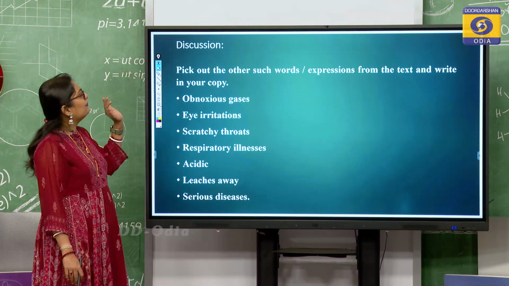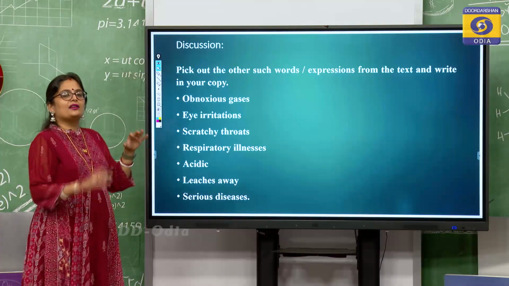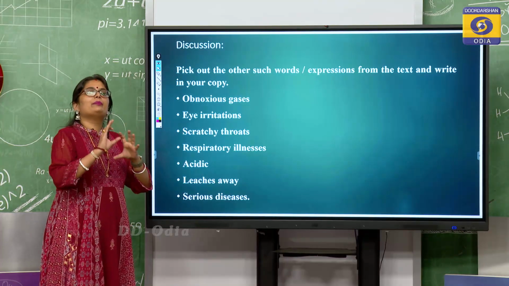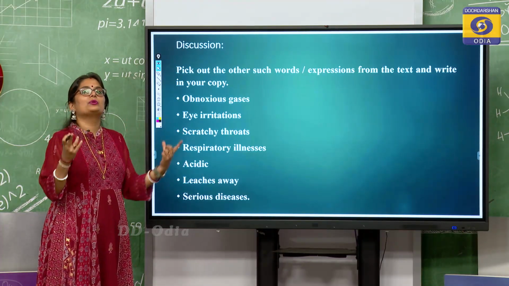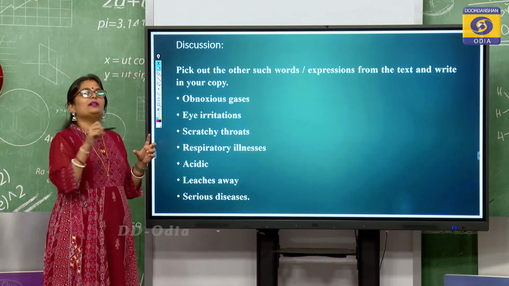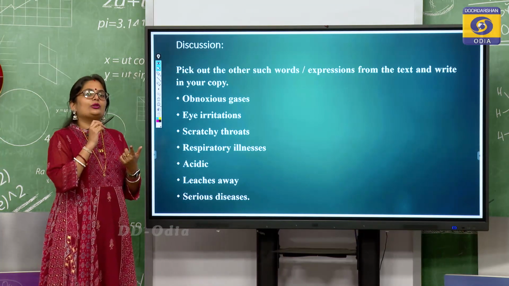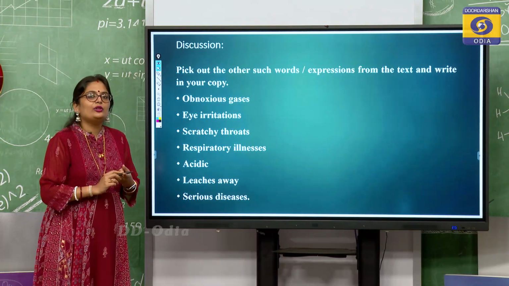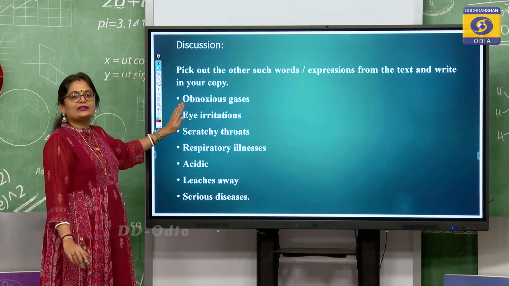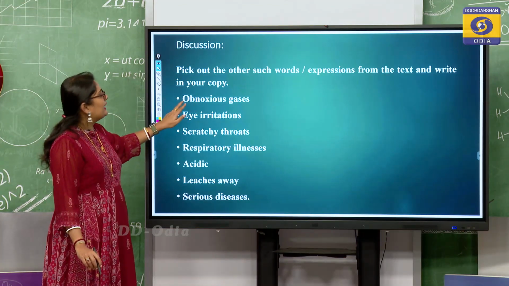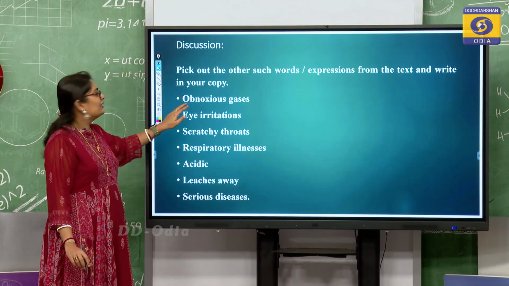There will be many other words that you have to pick up from the text. One particular word will be paired with another particular word so as to make it a proper sounding phrase. For example, there will be a particular word, gas. What can you pair with gas? Either you can put toxic or you can put obnoxious. So look at gas. What can we pair it with? We can either pair it with obnoxious or also pair it with toxic.